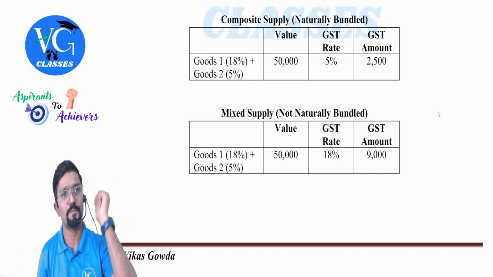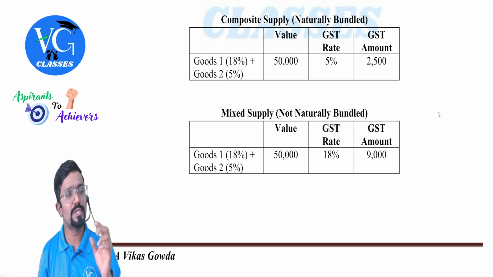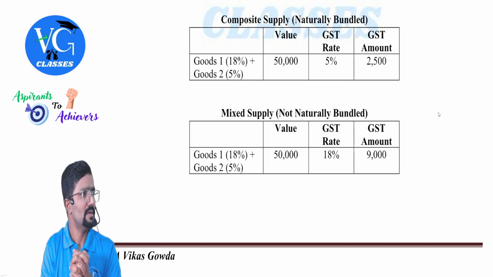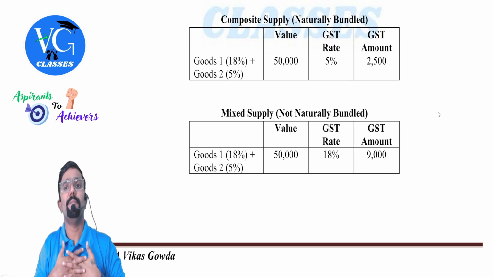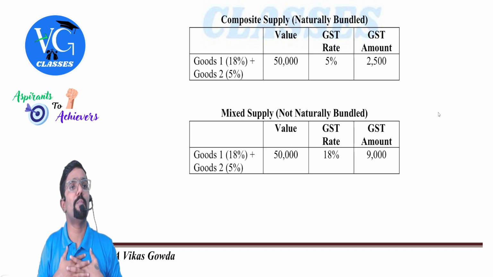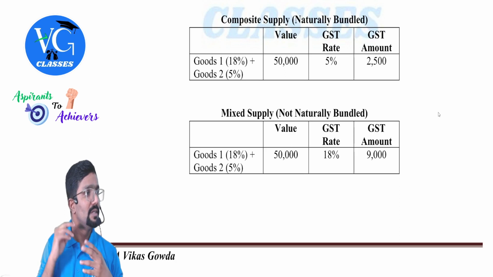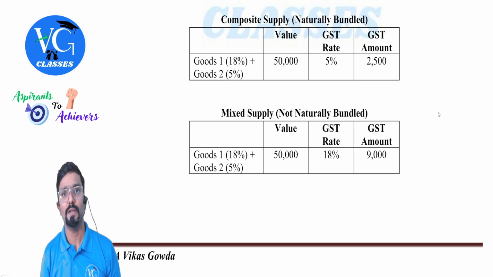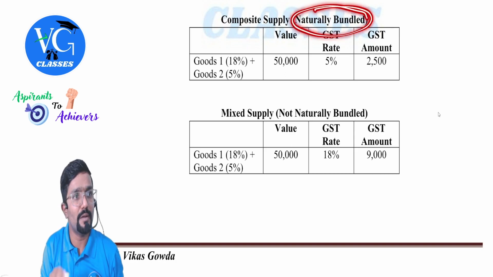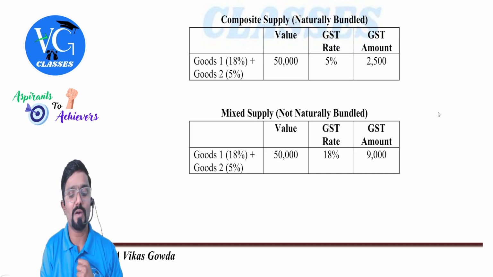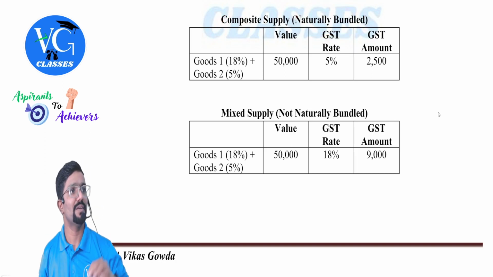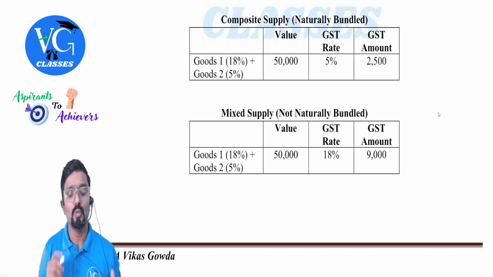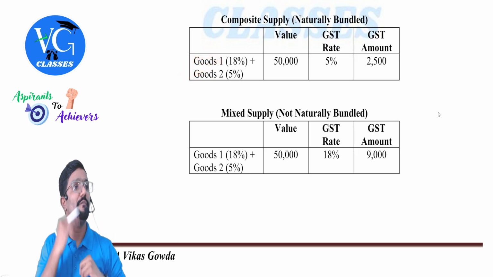How do we classify whether the supply is a composite supply or mixed supply? Please pay attention. If the goods which are supplied together are naturally bundled, meaning the majority of customers are willing to buy them together, we call it naturally bundled. And if it is a naturally bundled combo, then we call it a composite supply. In case of composite supply, guys, we need to identify which is the principal supply out of these.